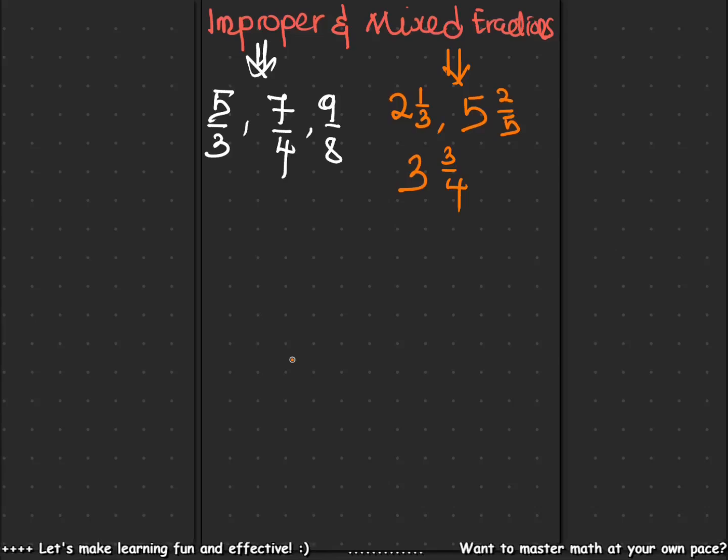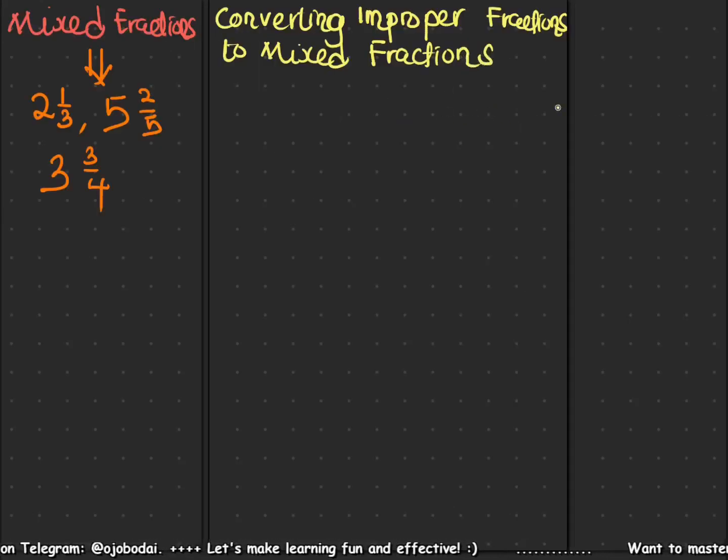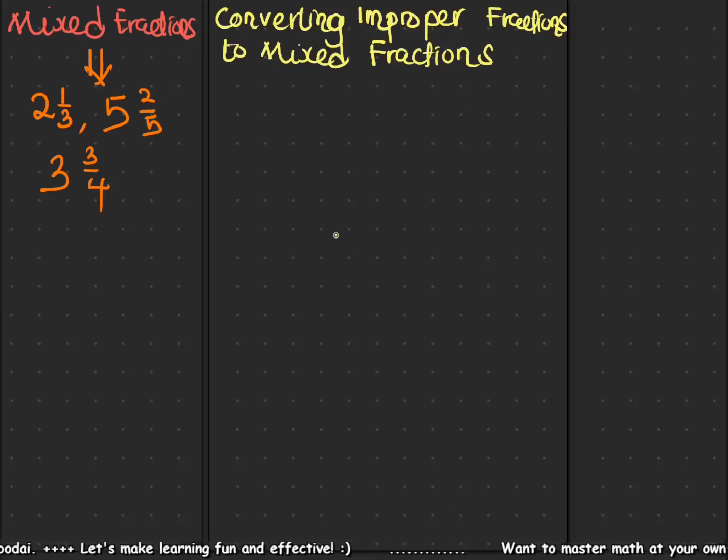Now, in this video, we are looking at how to convert from an improper fraction to a mixed fraction. Then afterwards, we'll look at how to convert from a mixed fraction to what we call the improper fraction. So take your notebooks and your pens or pencils and then learn along. So the first thing we'll be looking at is how to convert from improper fractions to mixed fractions. Now, they are very, very simple to do.